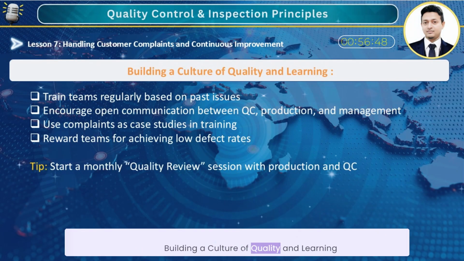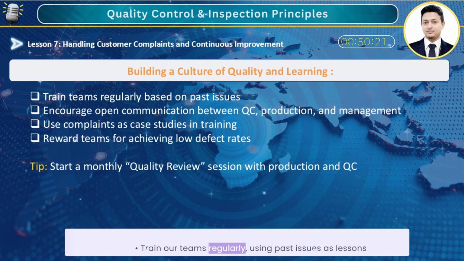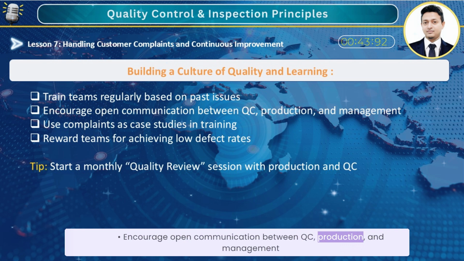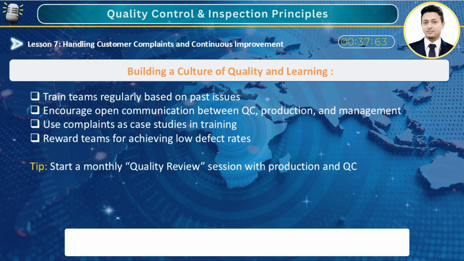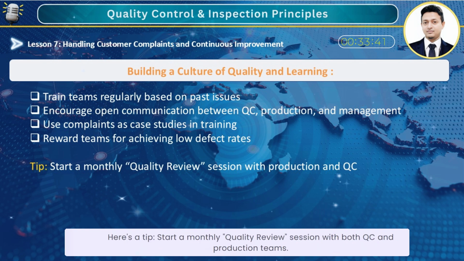Building a culture of quality and learning. To build a strong culture, we should train our teams regularly, using past issues as lessons. Encourage open communication between QC, production, and management. Use real complaints as case studies during training, and reward teams when they achieve low defect rates. Here's a tip: start a monthly quality review session with both QC and production teams.